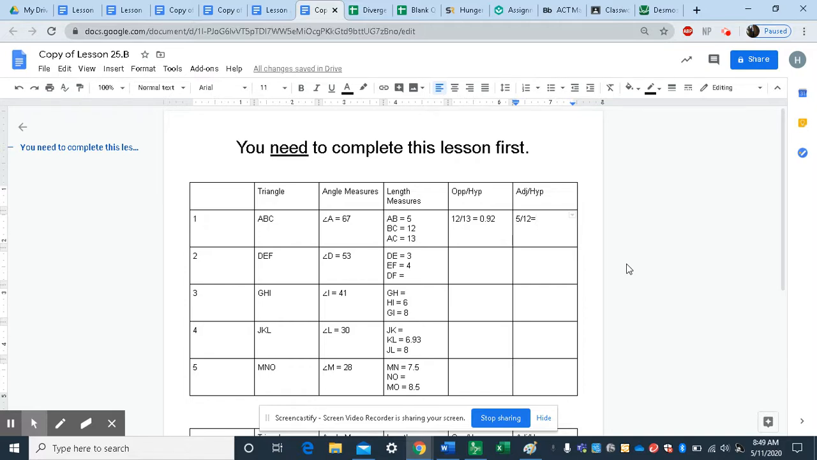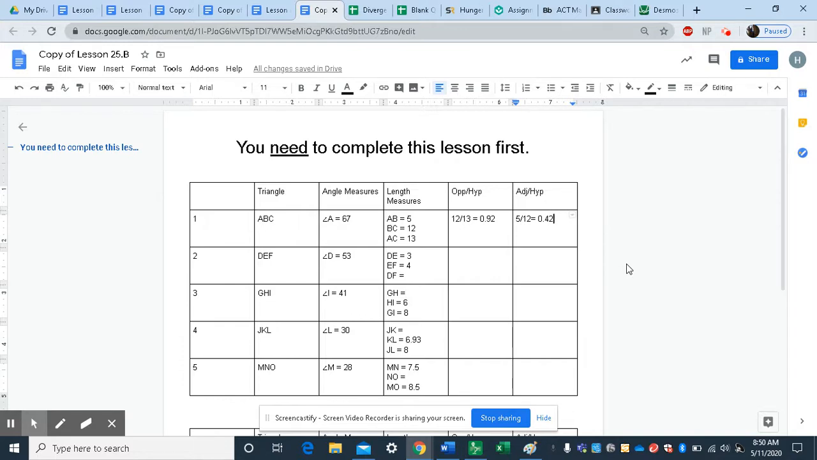So for adjacent over hypotenuse, we're going to type 5 over 12, and then we're going to type it in our calculator. So 5 divided by 12 gives us 0.42, because in my calculator it says 0.416 repeating forever and ever. The 6 in the third decimal place means that we're going to round up our second decimal place, and so the 1 rounds up to 2.